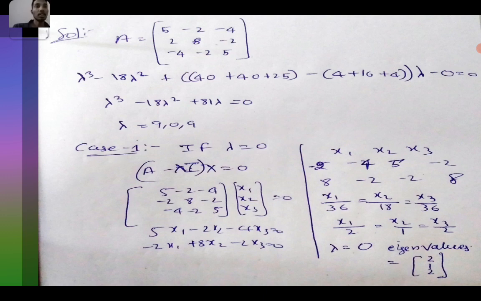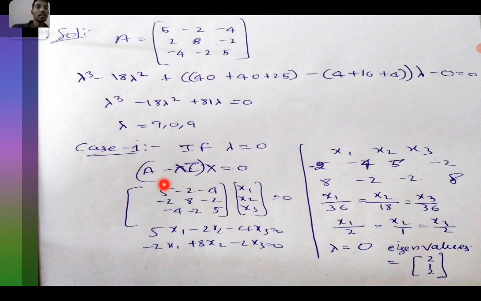By writing the characteristic equation by formula, determinant of A minus lambda I equal to 0, we get the characteristic equation as lambda cube minus 18 lambda square plus 81 lambda equal to 0. By solving the equation, we get lambda equal to 9, 0, 9. By taking the first eigenvalue, lambda equal to 0.